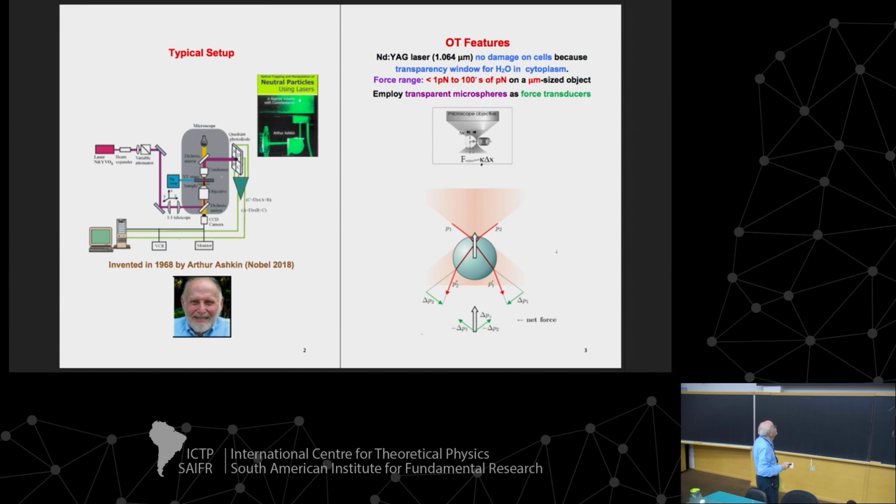Now, the kind of Bible of optical tweezers is this book by Arthur Ashkin, which is called Trapping of Neutral Particles Using Lasers. It has several hundred pages, and it's beautifully written. It's a collection of papers following the whole development of optical tweezers and their applications, and each paper has comments by Ashkin.